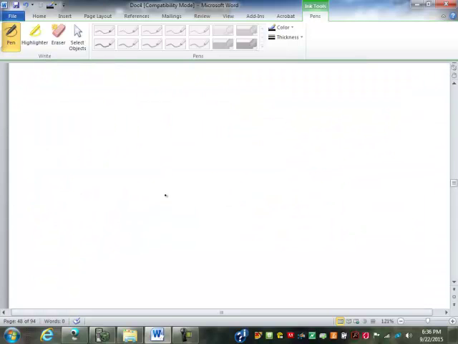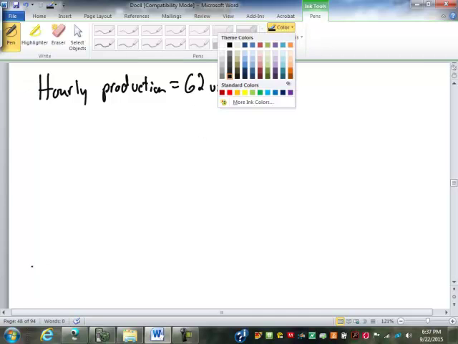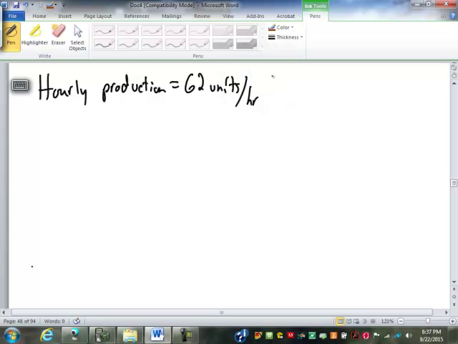Let's say you want to look at your production. You get a new job. And on your job, you think you're doing a pretty good job. So what you find is that your hourly production is 62 units per hour. And for the whole establishment, the mean hourly production is 56 units per hour with a standard deviation of 6 units per hour.